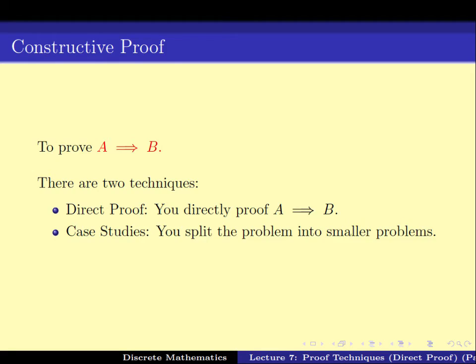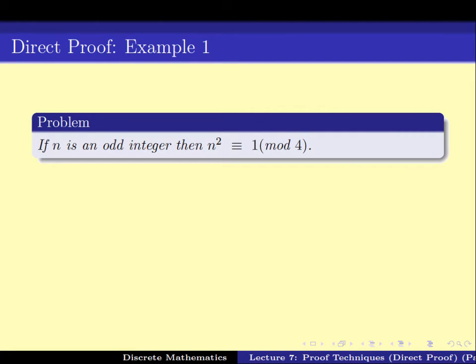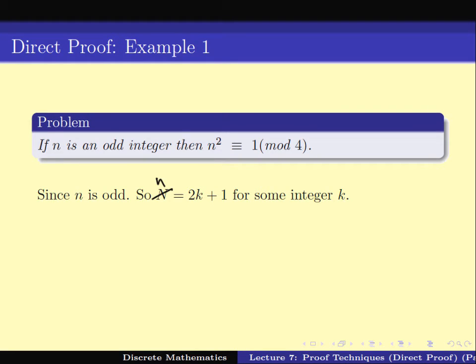Now let's start with the first problem. In the first problem, it is told that n is an odd integer. Then prove that n squared is congruent to 1 mod 4. Now if n is an odd integer, that means n is equal to 2k plus 1. Okay, this is a mistake, this should be small n. So small n is equal to 2k plus 1 for some integer k. Right? That's the definition of oddness.